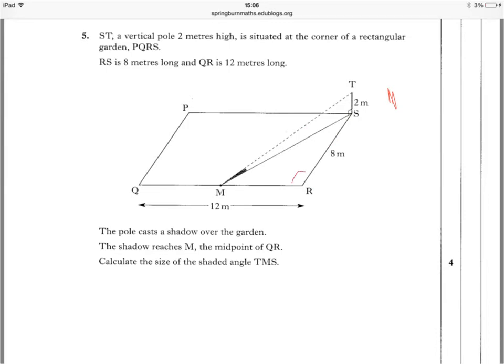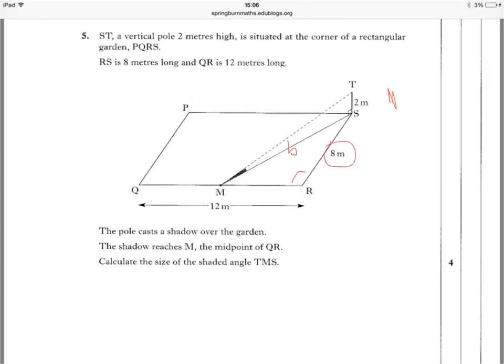Question says the pole casts a shadow over the garden. The shadow reaches M, the midpoint of QR. Calculate the shaded angle TMS. Well, we're eventually going to get there by having information about this triangle. Now we've got information here which is that it's 2 metres, but that's not enough to get the shaded angle, but we could find this side out here using a bit of Pythagoras. So I'm going to call that side B and use Pythagoras.